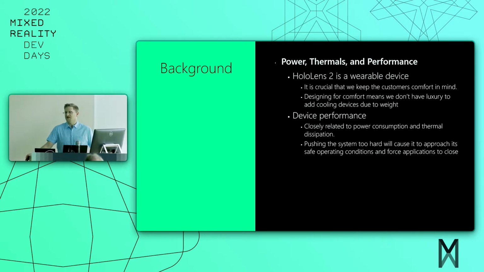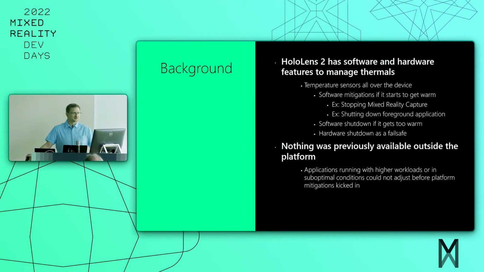So out of the box, HoloLens already has a bunch of features to help mitigate temperature situations. There are many temperature sensors all over the device, and software mitigations start to kick in when the device gets warm. Just some examples of this are stopping mixed reality capture, as well as shutting down a foreground application. If the device continues to heat up, there's a software shutdown that can be activated. And if for some reason you're blowing past all of those things, there are hardware sensors on the device that will force it to shut off immediately if it crosses a safe boundary.